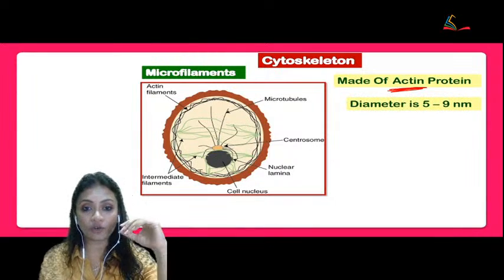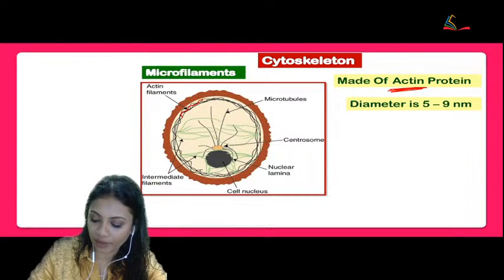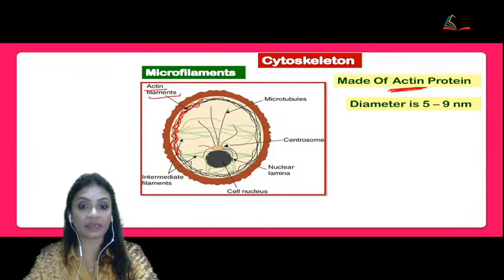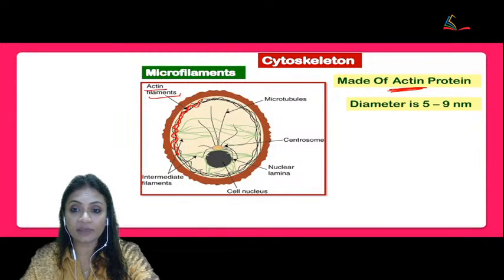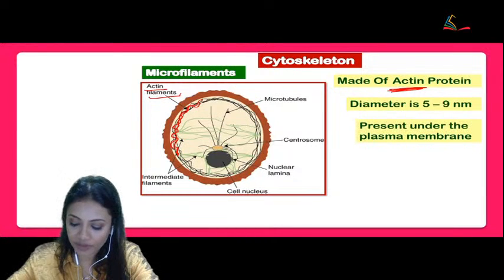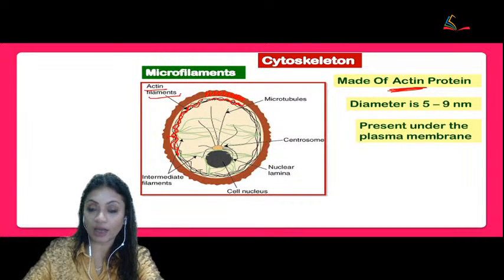The diameter of this, where is this? Let's see here. Can you see this part over here? It looks like a network. These here are the microfilaments. As you can see, it's written that it's made up of actin filaments. Its diameter is around 5 to 9 nanometers. And can you see how it is present right under the plasma membrane? If this part over here is the plasma membrane, this is the region present right under it.